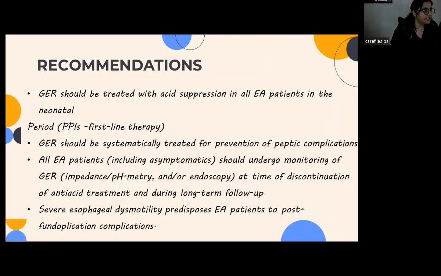So what would be the recommendations for patients with TEF who come to us with GER? As we know, they are prone to GER. First would be to treat all these patients with acid suppression from the neonatal period itself. That is, whenever we do a TEF surgery, we send them off on Pantop and all the anti-GER measures.